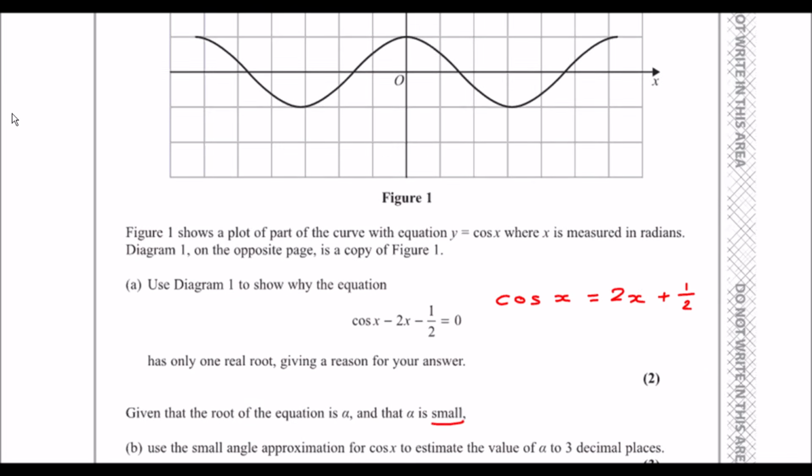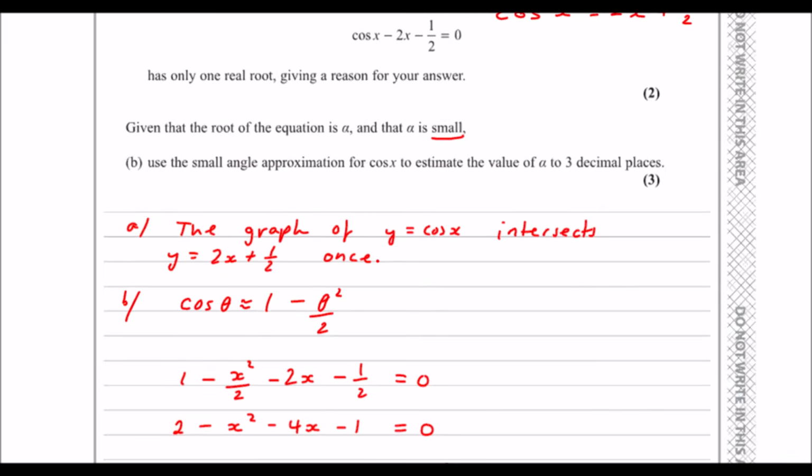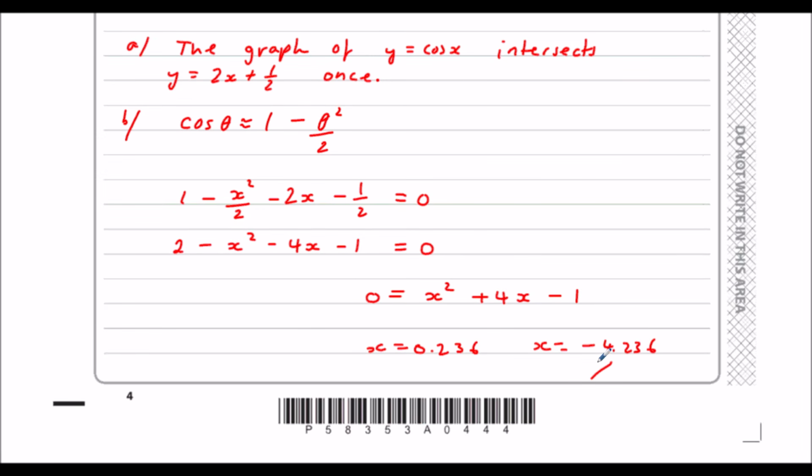So which one's the solution? Well, it's the first one. It's not negative 4, it's 0 point something. So not this one. Reject from the graph. It's this one.